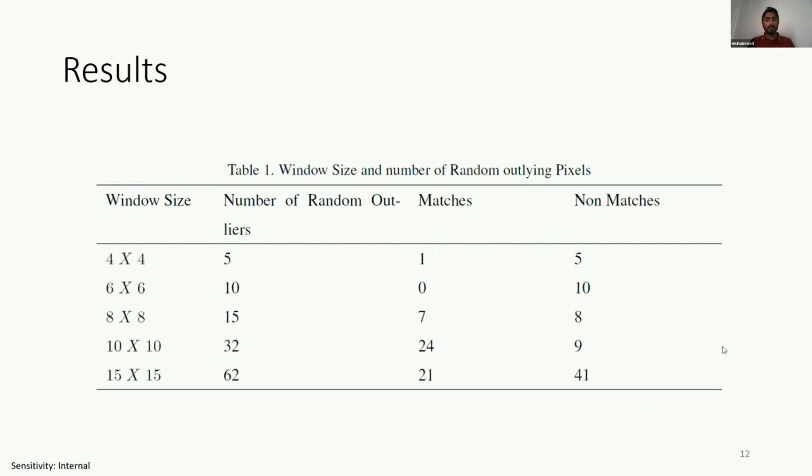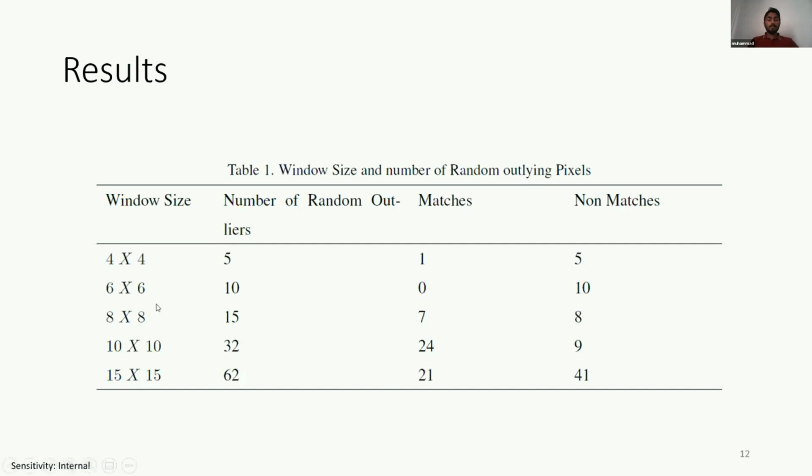Now, some of the results are here. Sometimes there are exact matches, sometimes there are non-matches as well, of course. Like with the window size of 4 by 4, the region of interest I have chosen is 4 by 4, and the number of outliers is 5 in that. So one pixel was exactly the same as the one that was replaced, and there were 5 non-matches. The random outliers that were introduced were not exactly the same, but the reconstruction was closest to it. So this basically shows the working of the algorithm.